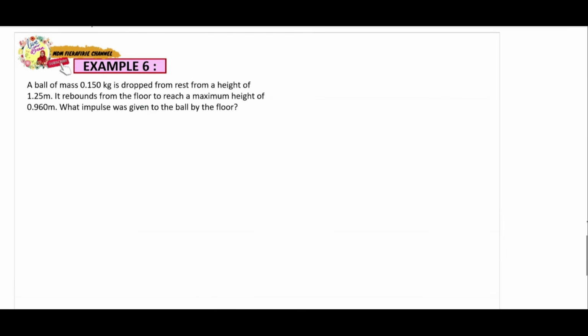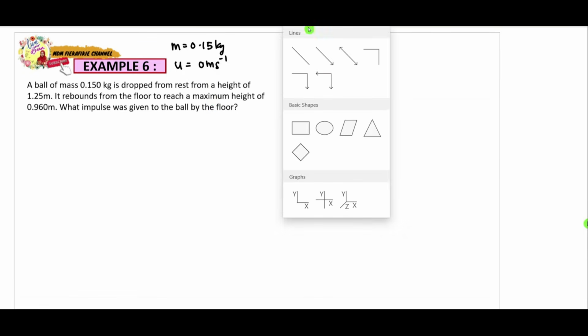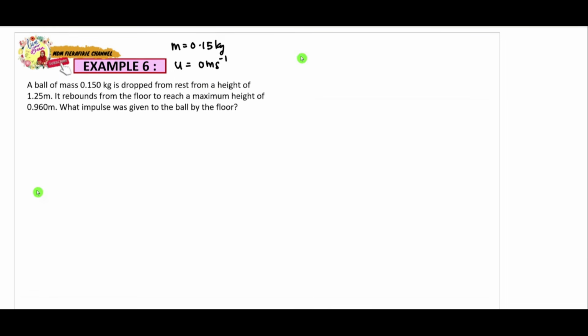Example number 6, we have a ball. Given that the mass of the ball is 0.15 kg, is dropped. Bila perkataan drop from rest, maknanya U dia akan 0. Is dropped from rest from a height of 1.25 meter. Kita kena sketch dulu. Dapat soalan, sila sketch. Biasakan diri kita sketch. And bila kita baca soalan ni, apa berlaku bila ball is dropped from the certain height? So, it rebounds from the floor to reach a maximum height of 0.96 meter.